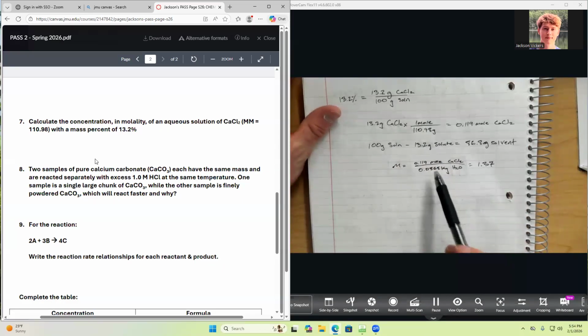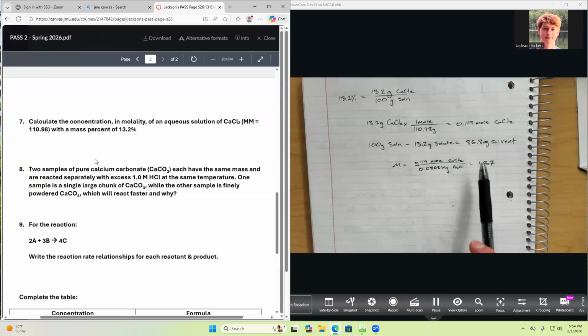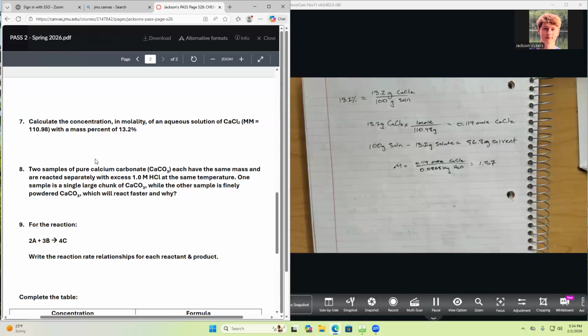And then to get the denominator, we know we need only the kilograms of our solvent. So we don't care about the solute. We don't even care about the whole solution. We only want the solvent. And so to find that, we know that we have 100 grams of our whole solution, 13.2 grams of calcium chloride. That's our solute. And if we subtract that from 100, then we're left with only our solvent. So if we have 86.8 grams of that solvent, same way of saying 0.0868 kilograms of it. So that's all we got to do. That's our denominator, and we can get 1.37 there. Anyone have any questions about this one?